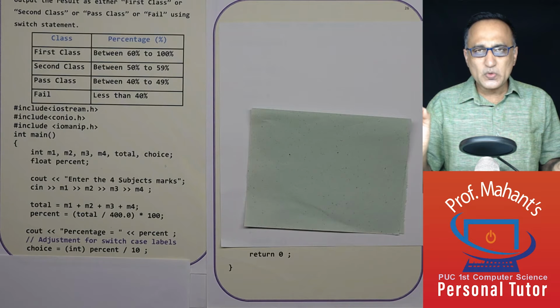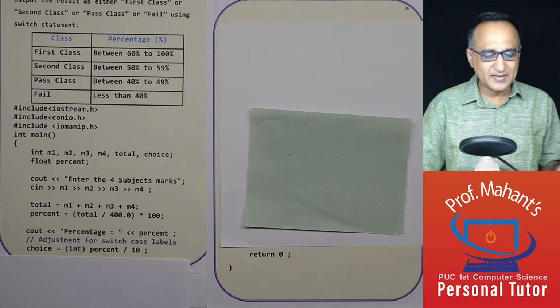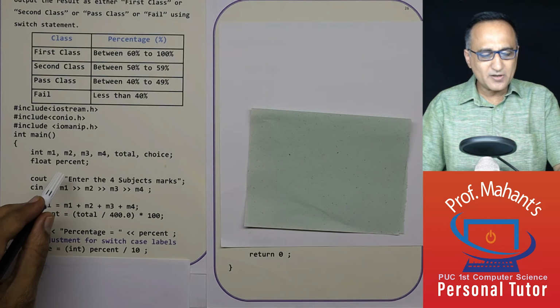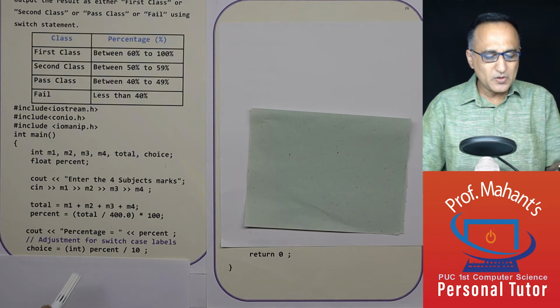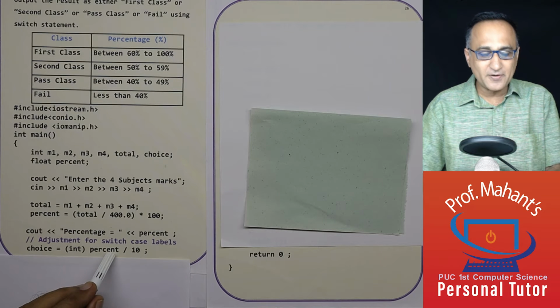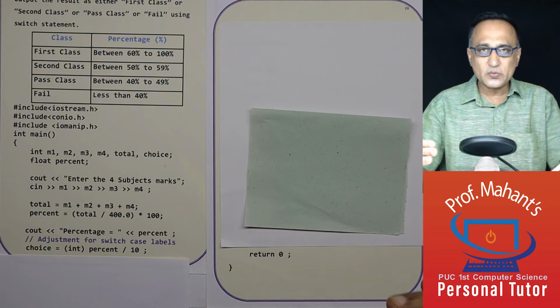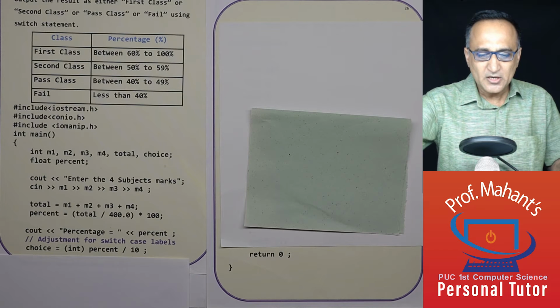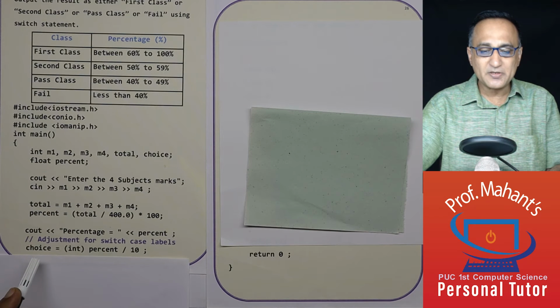Now if you remember, the switch case labels must either be integers, integer constants, or characters. Since this percent happens to be a floating point number, I need to convert it into an integer. Suppose percentage is 70.5. When I make it integer, it becomes 70. 70 upon 10 becomes 7, so choice is equal to 7. This particular logic you will understand once we run through a few samples. Now let us say his or her percentage was 80. 80 upon 10 is 8, so the value of choice happens to be 8.